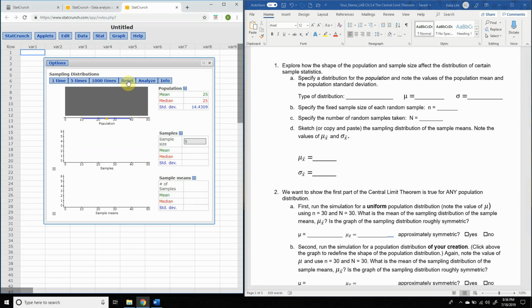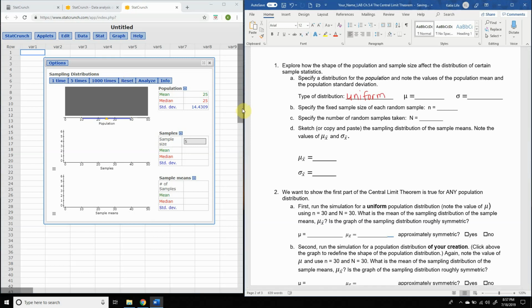So I'll reset. Explore how the shape of the population and sample size affect the distribution of certain sample statistics. Part A says specify a distribution for the population. Note the values of the population mean and the population standard deviation. So I'm just going to stick with what I have chosen right here. This is a uniform distribution for the population. That was what I picked in the initial dialog box.